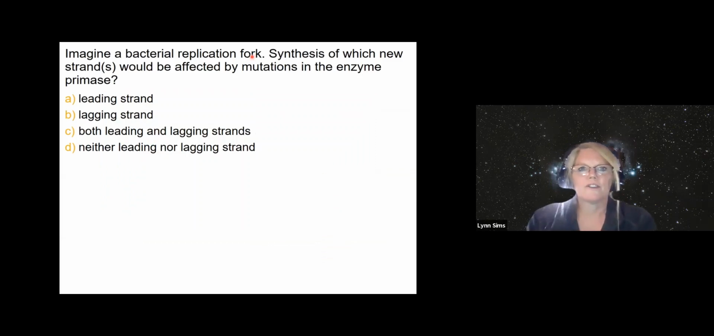Okay, so there's a quick question. Hopefully you guys are still not too overwhelmed with this information. Here it says, imagine a bacterial replication fork. Synthesis of which new strand would be affected by mutations in the enzyme primase? So here you want to think about the function of primase, okay? And what would be affected if that enzyme was mutated?